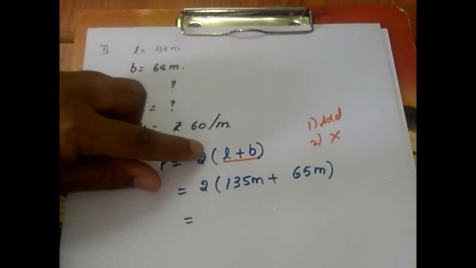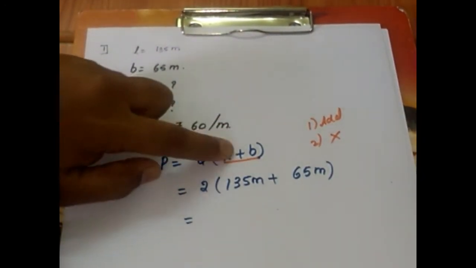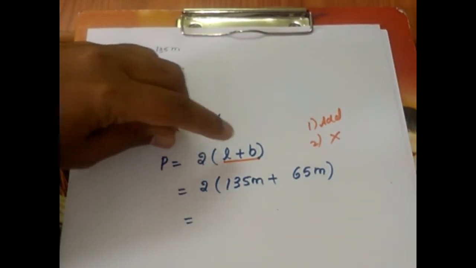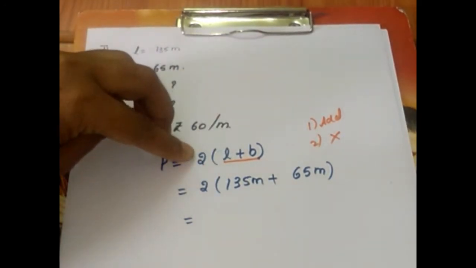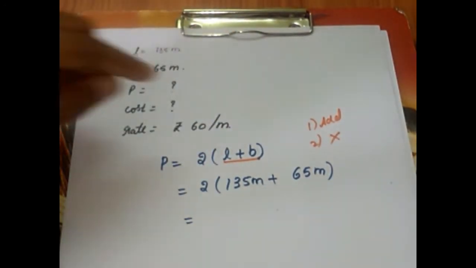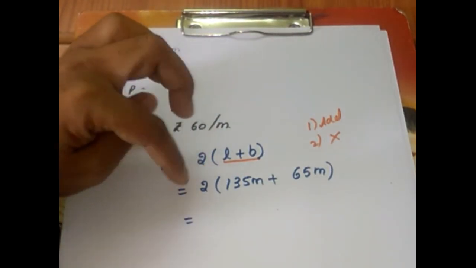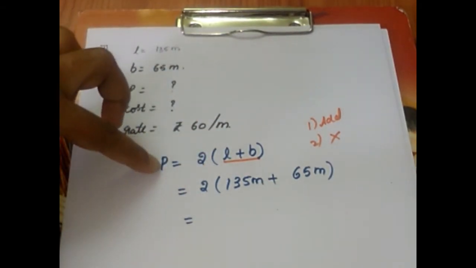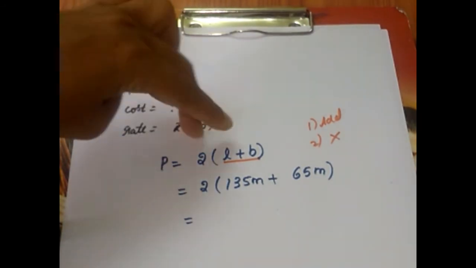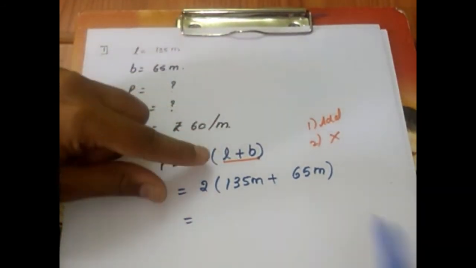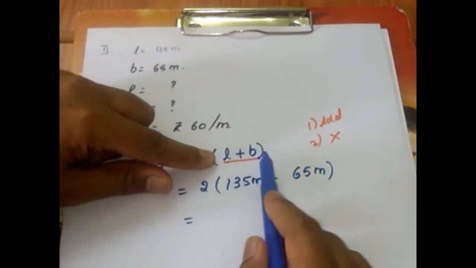Many of the students will go wrong by multiplying 2 into L. If you want to multiply 2 into L, again you have to multiply with 2 into B. So that will be cumbersome work. So follow this step. Whenever you are applying perimeter, following the solution 2 into (L plus B), what is the first step? Find out the sum of length and breadth.